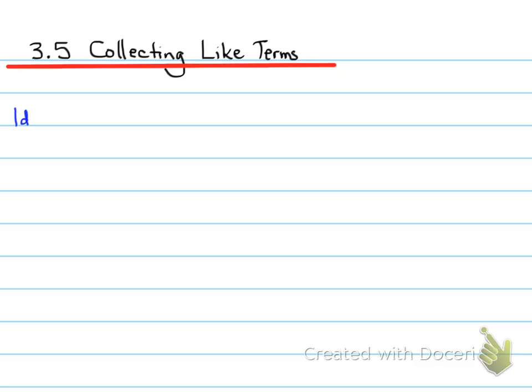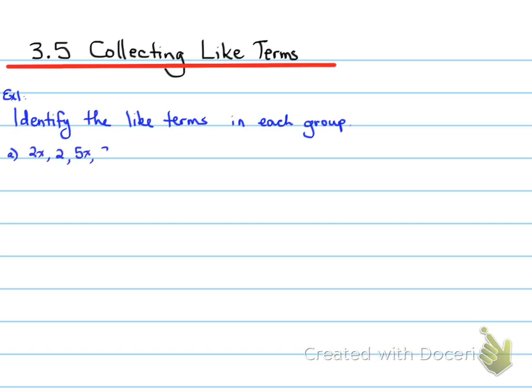All right, 3.5, collecting like terms. What we're going to be focusing on is being able to use algebra to simplify algebraic expressions. So you're to identify the like terms in each group. This is our first example.